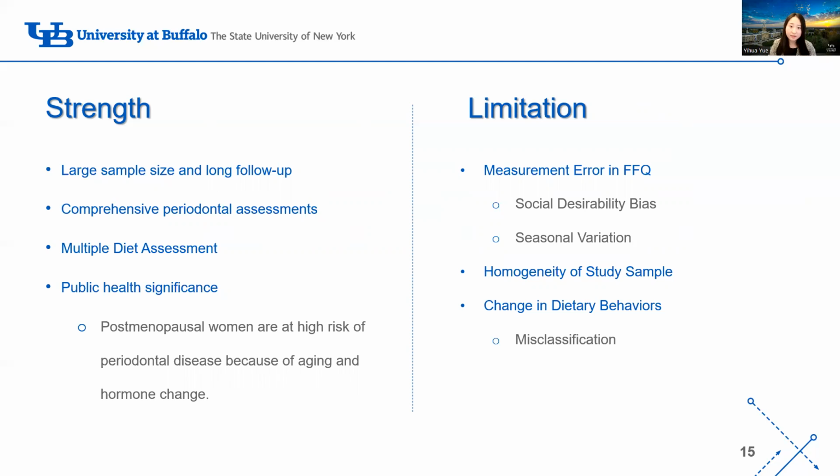On the other hand, this study has some limitations. FFQ has a nature of measurement error, and we can't avoid social desirability bias and seasonal variation. Our sample consisted of women who were highly educated and practiced good oral hygiene. This homogeneity makes it difficult for us to observe the difference. Lastly, it's possible that women may change their dietary behaviors during follow-up, which can cause misclassification of their dietary behaviors.